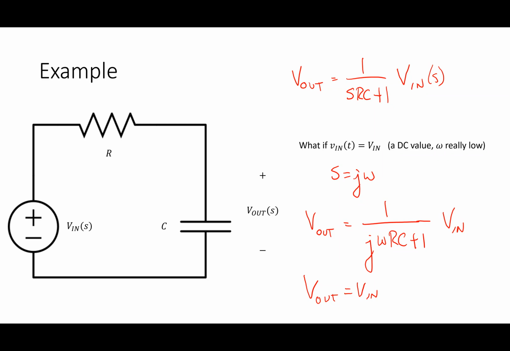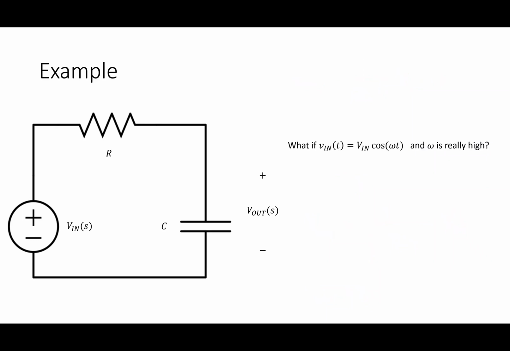So what this says is if I have a DC input, the input and the output are equal. What I say is I am passing that input to the output. I just pass it right through. If I present a certain input, it just goes straight through to the output. Now let's say I took a cosine and omega was really high.